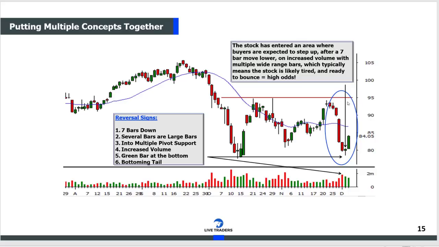So you have about $15 in this thing. Sell half for a 3R move, a 3-1 move, and sell the other half for like a 7-1 move. Average out to like 5-1. That's pretty good.